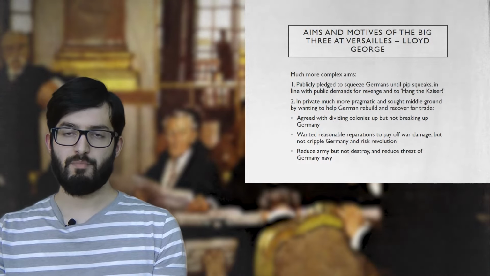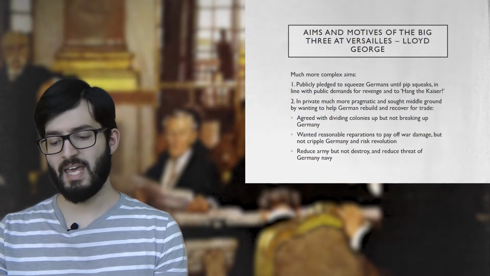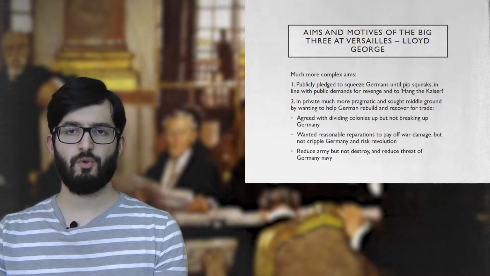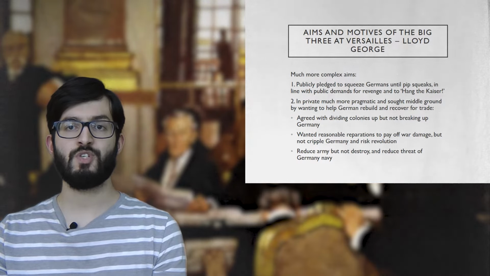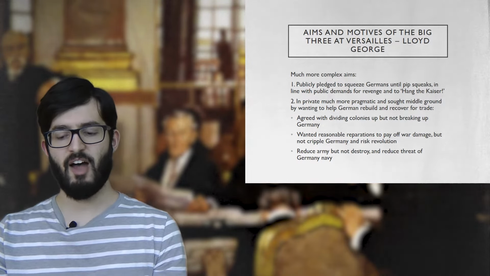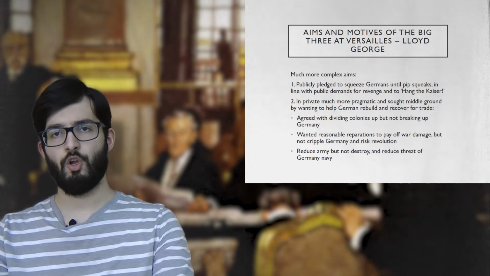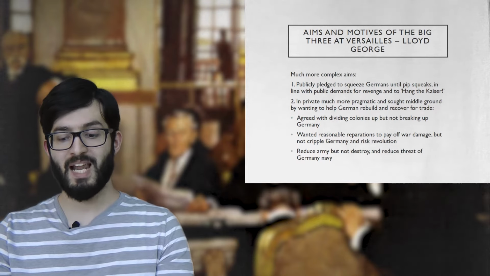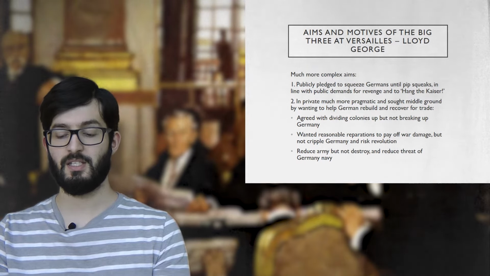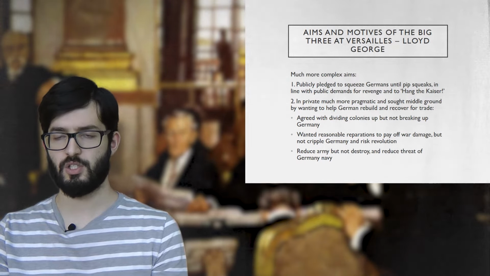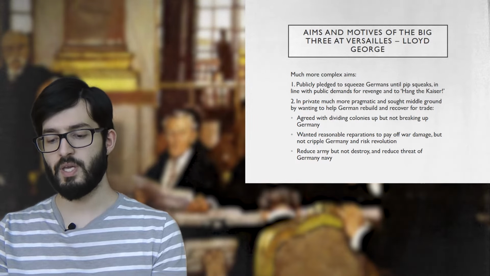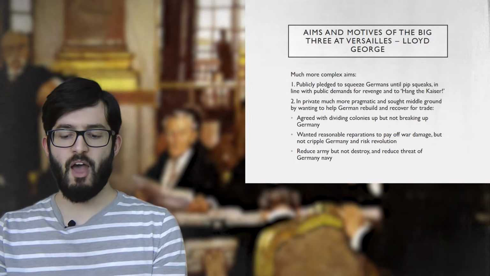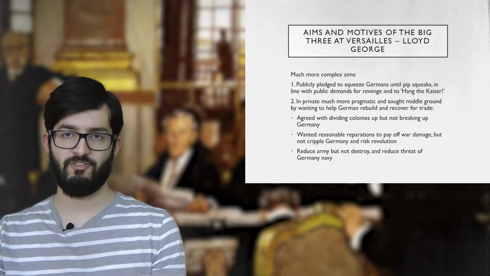We then come on to the British, who have much more complex aims. The difference, first of all, is that unlike France, which has fairly united aims, in Britain there is a divide between what the public wants and what Lloyd George, the Prime Minister, wants. Publicly, Lloyd George pledges to squeeze the Germans until the pips squeak. And this is in line with their public's demand for revenge.